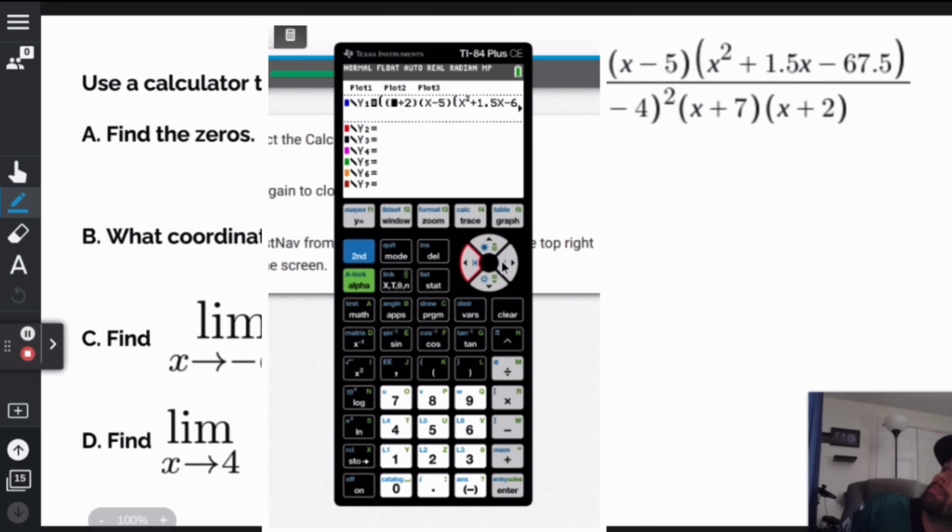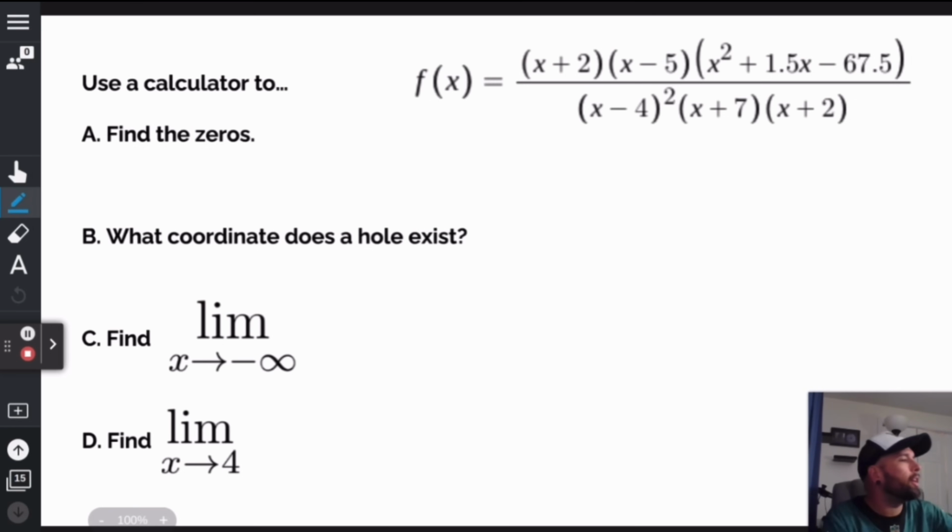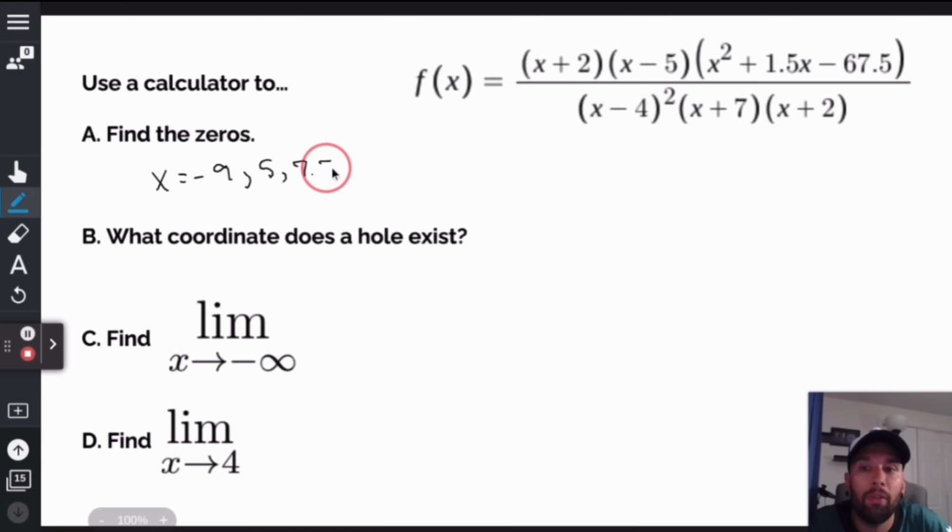Because there's an x plus 2 on the bottom. We'll deal with that in a second. Oh, terrific. I wrote it down here somewhere. The zeros are -9, 5, and 7.5. At what coordinate does a hole exist?